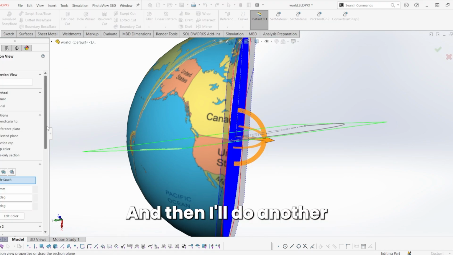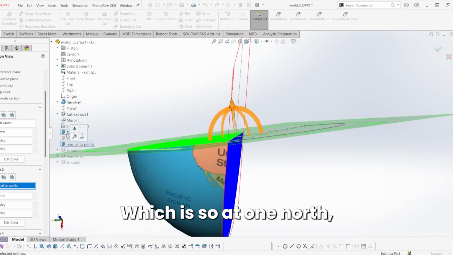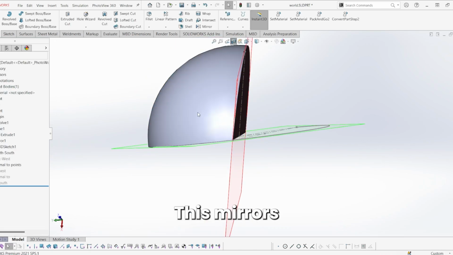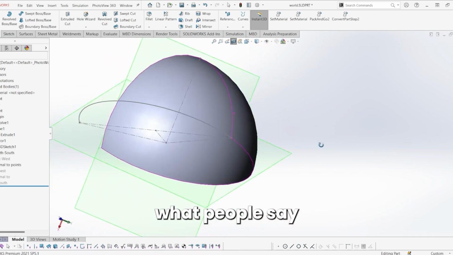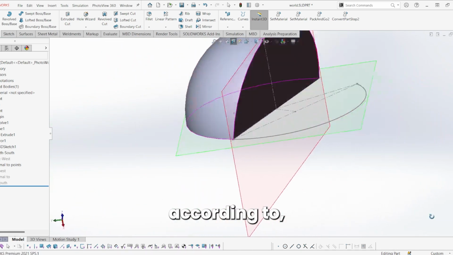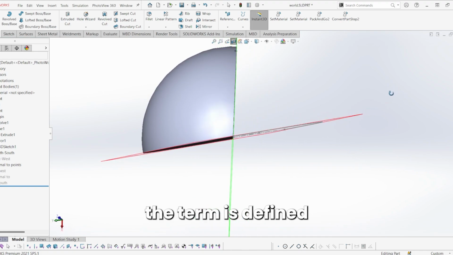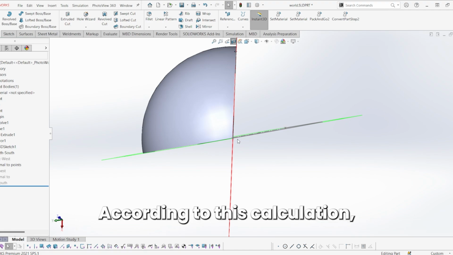One normal to 2 points, and then I'll do another cross section here, one north to south and one normal to 2 points, and I'll reverse it. This mirrors the understanding of what people say, whereby the Kiblah, according to science alone or physics or however the term is defined, is northeast according to this calculation.